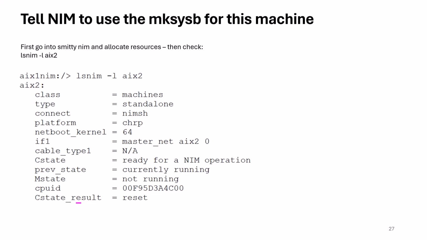And this is just showing you the output of the lsnim -l AIX2, which is showing me that it is ready for a NIM operation, and that I did a reset to make sure that everything was clear before I started doing anything else.